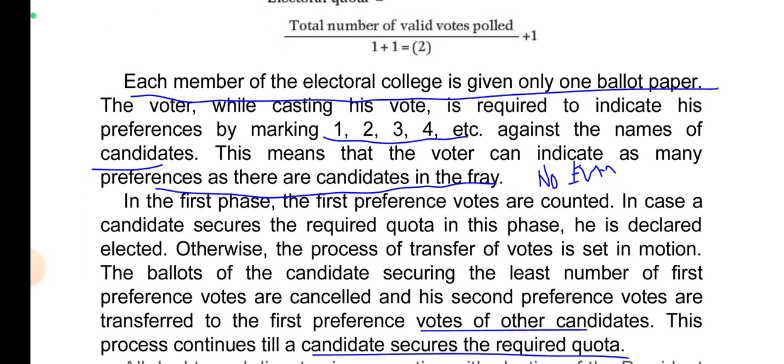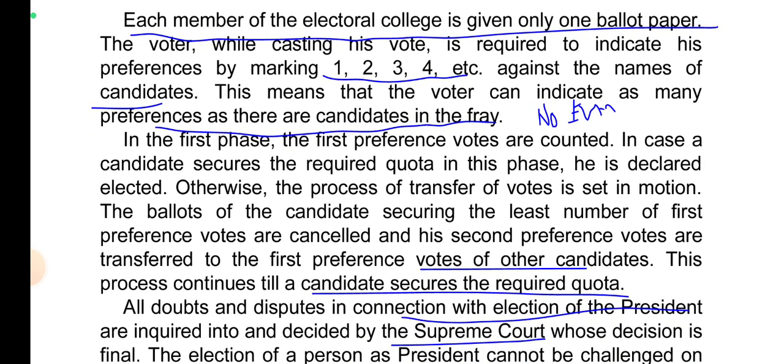So each member of the electoral college is given only one ballot paper. The voter, while casting his vote, is required to indicate his preference by marking 1, 2, 3, 4, etc. against the names of candidates. This means that the voter can indicate as many preferences as there are candidates in the fray.